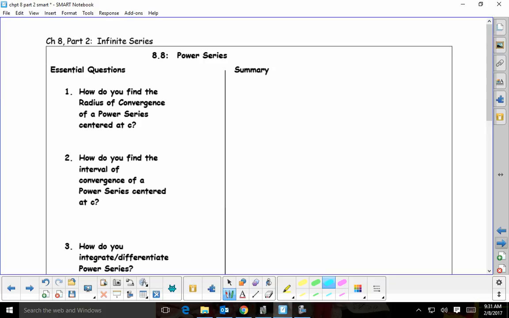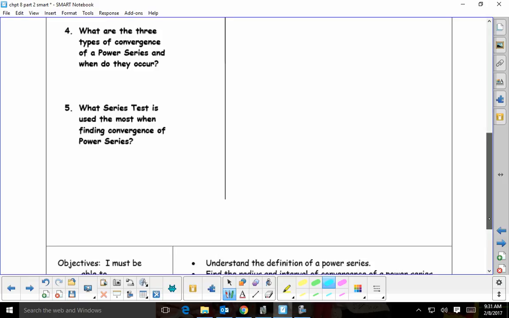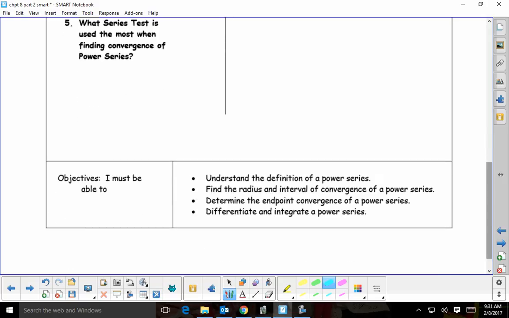Okay, so we're going to go into 8.8 now. We're going to get through the interval of convergence. So if you kind of see what we're going to do today are these first 3 bullets, and then we'll practice some more of the third one and stuff, and do the fourth one tomorrow. So we'll finish that up.